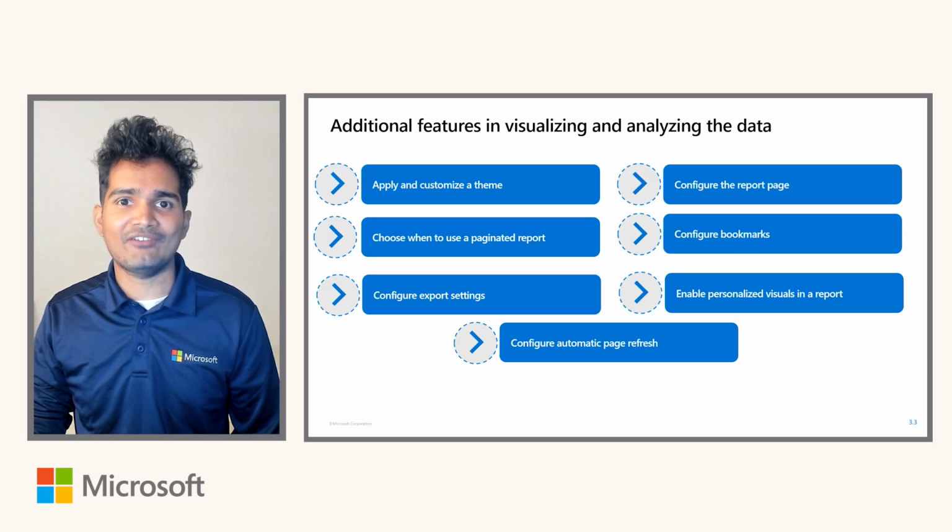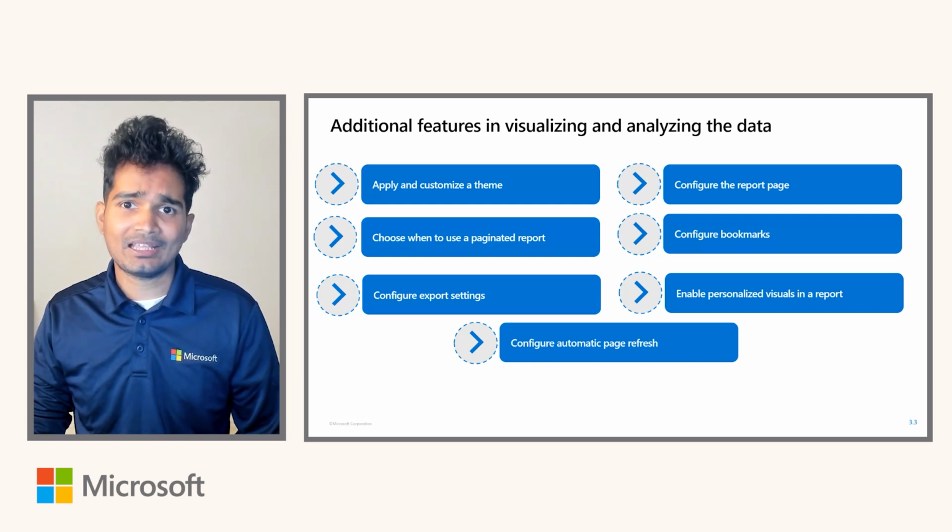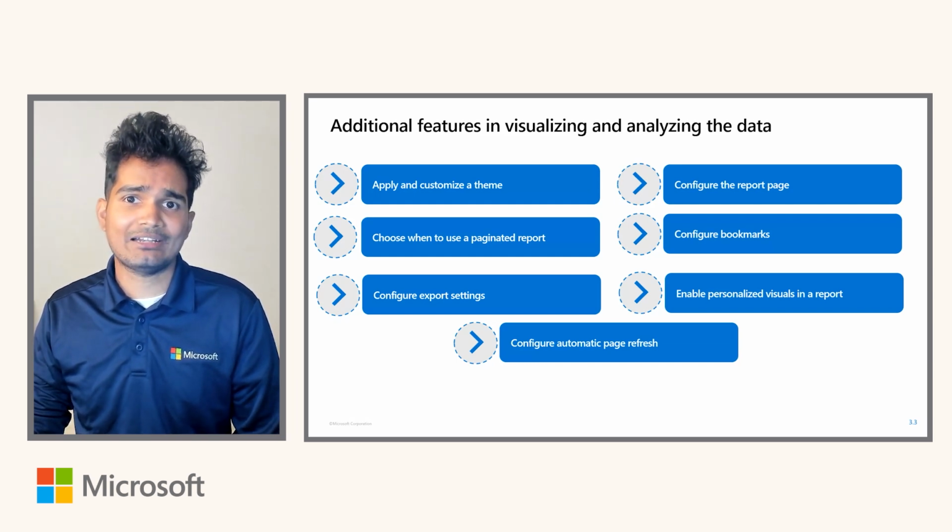Also be aware of export settings. Exporting data to Excel from a dashboard tile requires the following steps. Click on the ellipsis in the upper right corner of the tile and export the data. And you can choose Excel as an output.